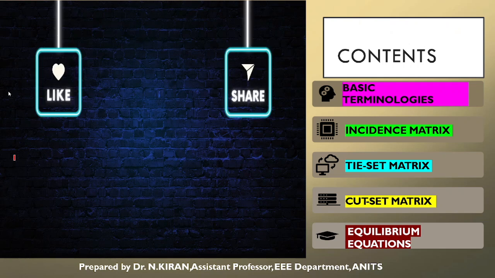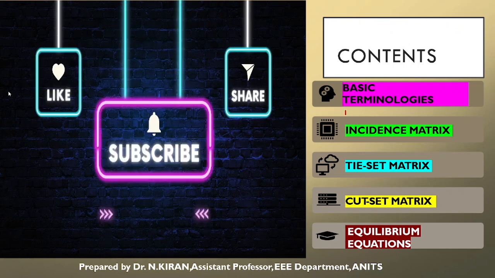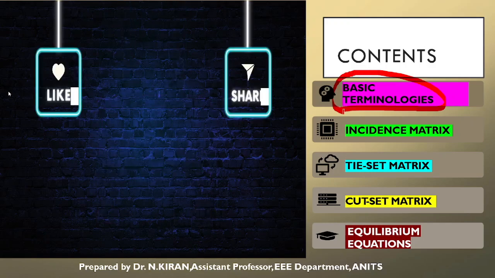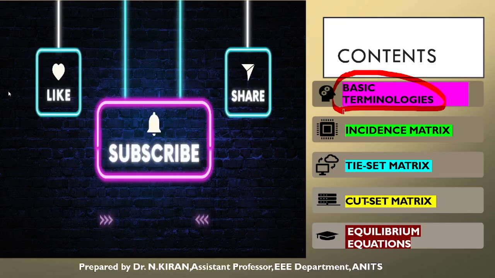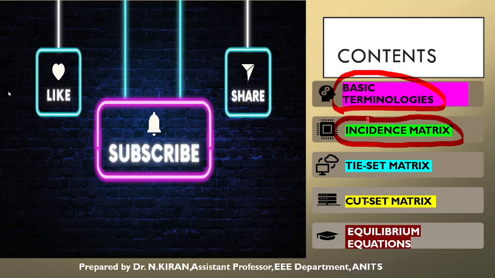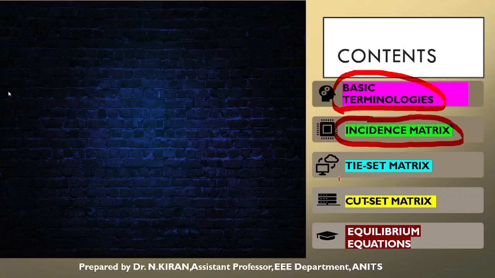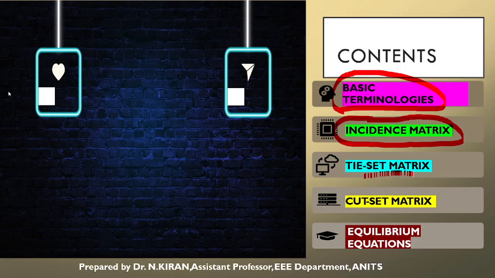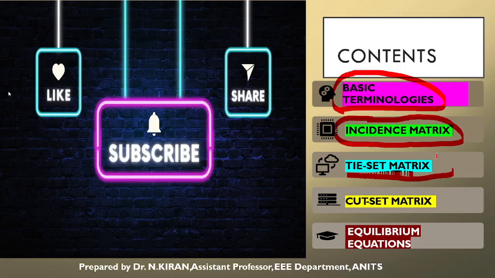In my previous lecture, I have discussed various basic terminologies that are associated with network topology. I have also discussed the procedure to construct incidence matrix for a given circuit or a graph. In today's lecture, we are going to see the procedure of how to construct a tie set matrix.